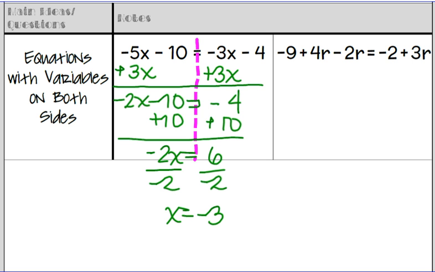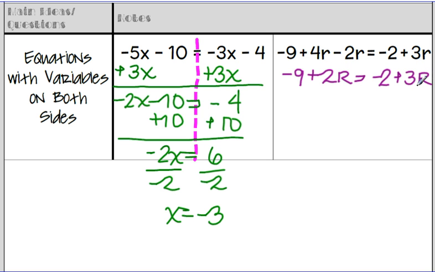So let's try one more. So negative 9 plus 4r minus 2r equals negative 2 plus 3r. So in this one, there are some like terms that we need to combine before we can solve the equation. So we would have negative 9, and if we have a positive 4r minus 2r, that would be a positive 2r once we combine, equals negative 2 plus 3r.